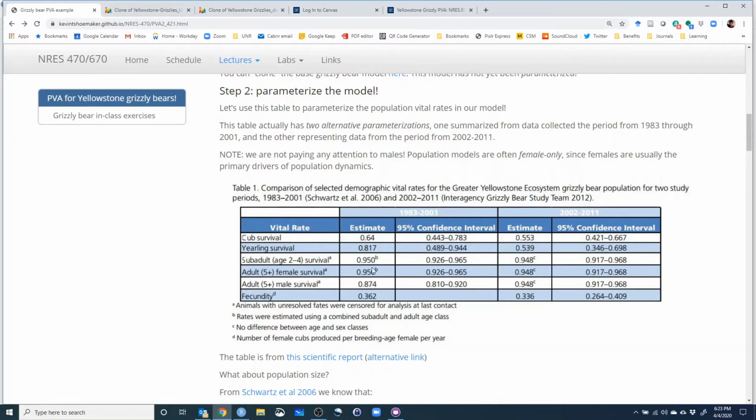So female adult survival is 95%, and the fecundity is 0.362, or for each female in the population, we can expect that she will produce 0.362 offspring into the next year. So here's our basic data.